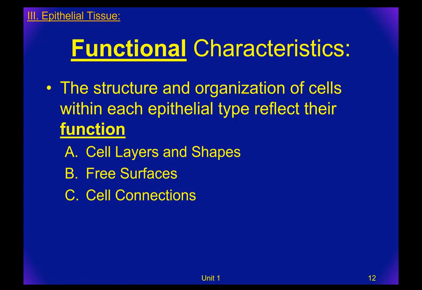So, the functional characteristics. The structure and organization of the cells within each epithelial type reflect their function. Remember, we've got the option of having one layer of cells, or multiple layers of cells. We're going to talk about what the layers mean, what the shapes mean, what the free surfaces look like, and what those could mean. And then we're going to talk about those special cell-to-cell connections that I was talking about earlier with the epithelial tissue.